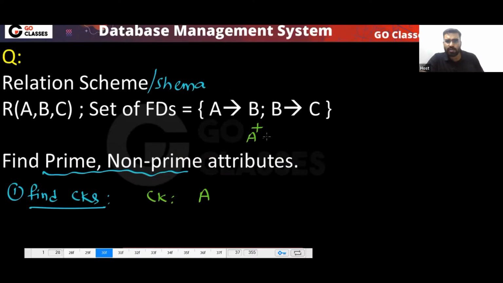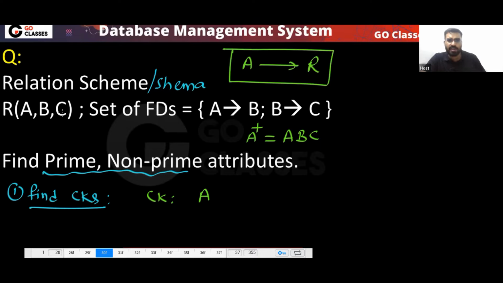What is the closure of A? What can A determine? A can determine A, A can determine B. Now this B can determine C. So you can notice that A can determine everything. A plus can determine everything. Basically, I can say that A can determine the whole relation. Yes or no? The whole relation it can determine.